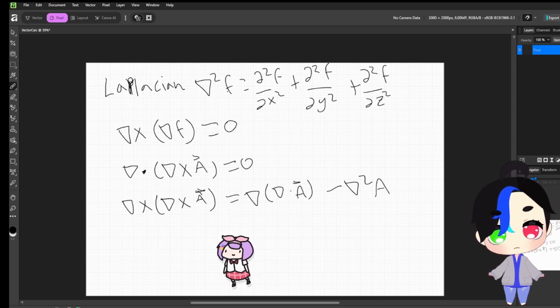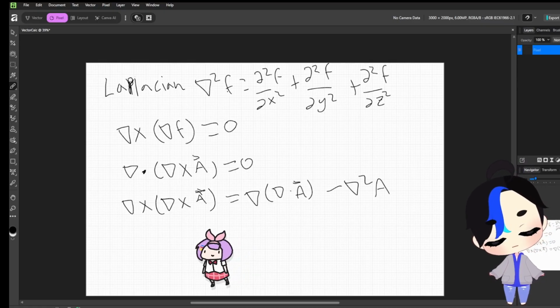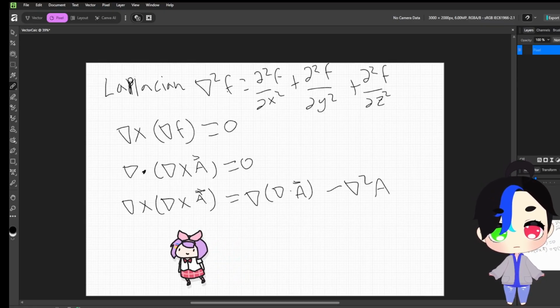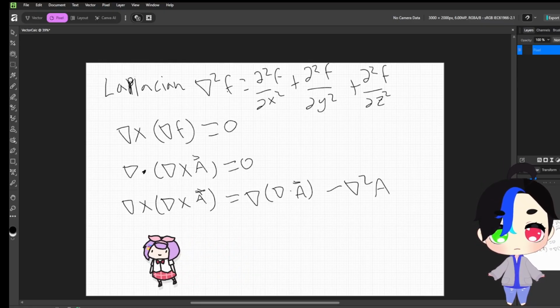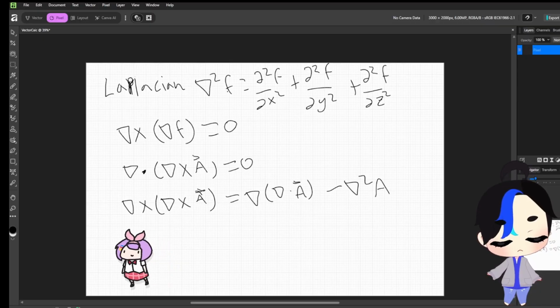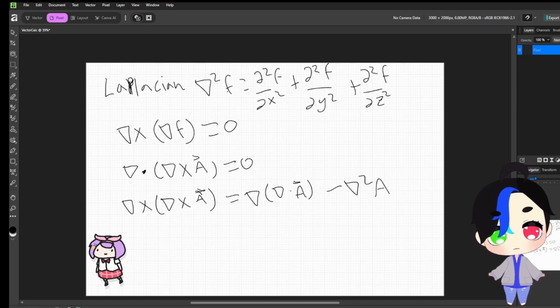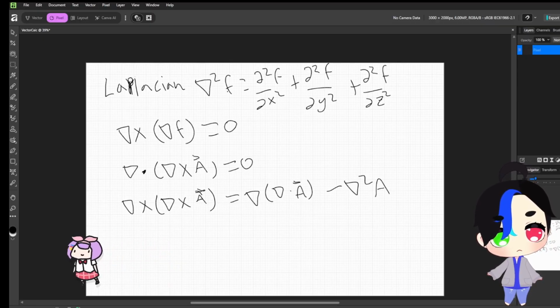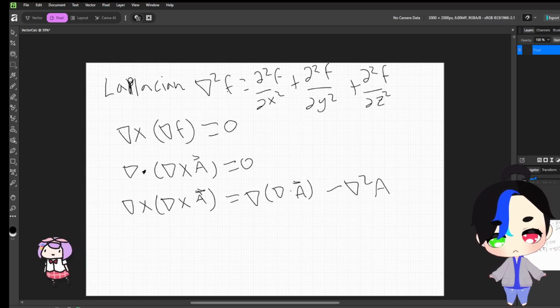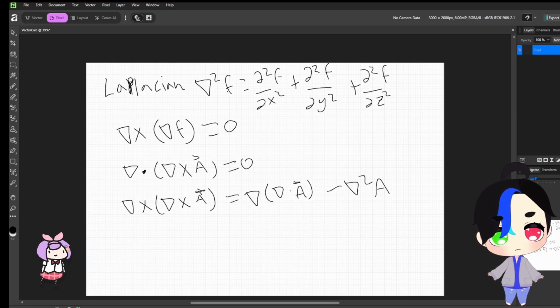So the divergence and curl are the important things, and these right here are the main things that I wanted to cover with differential vector calculus. Before I move on to integral calculus, are there any questions?